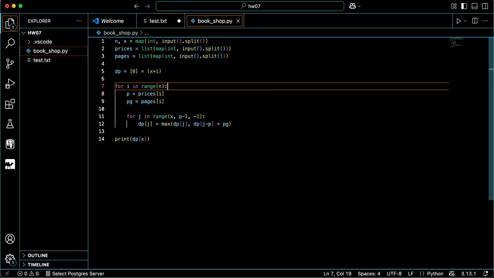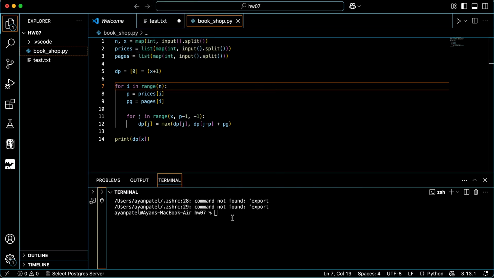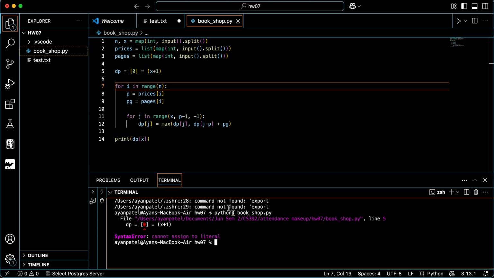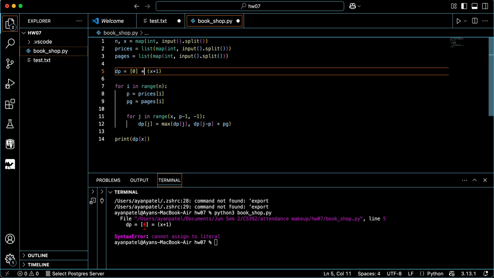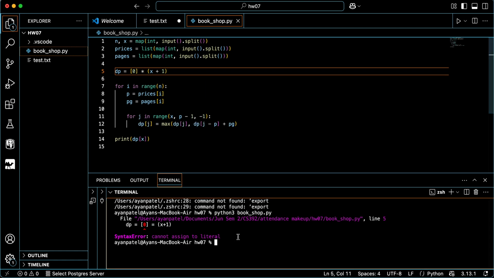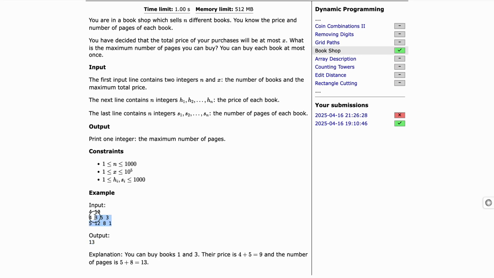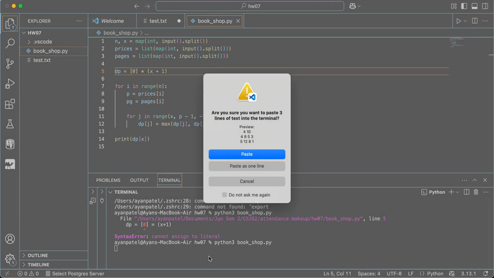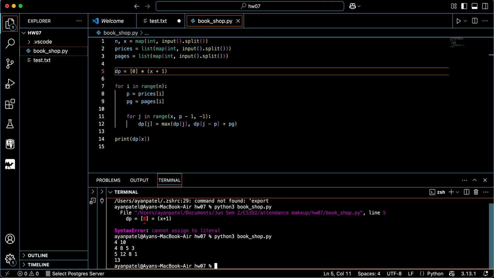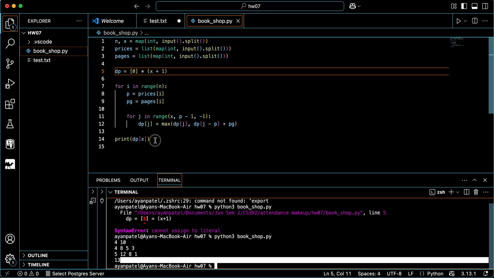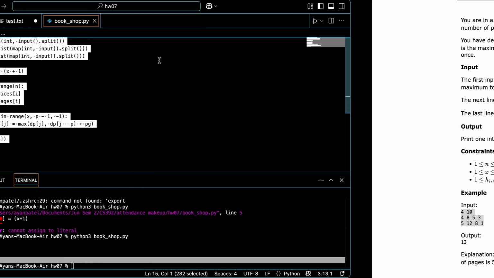Let's try this with our test case. Let's see, what did I do wrong here? Oh. And so we can just copy this input and test it, and it gives us 13. Perfect.